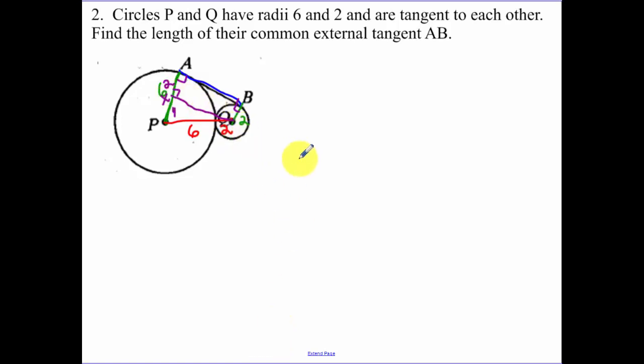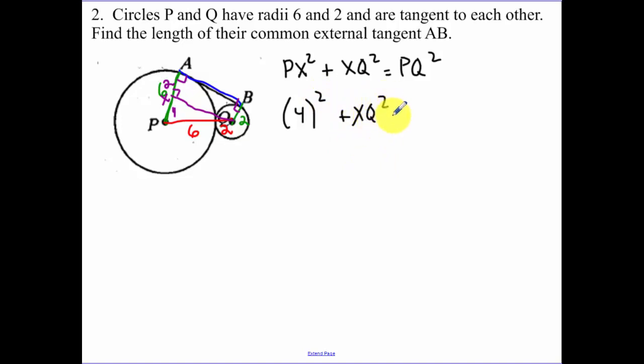Well, that's our Pythagorean theorem. So PX squared plus XQ squared is going to equal PQ squared. PX is equal to 4. QX is what I'm looking for. And PQ is equal to 6 plus 2, which is 8.